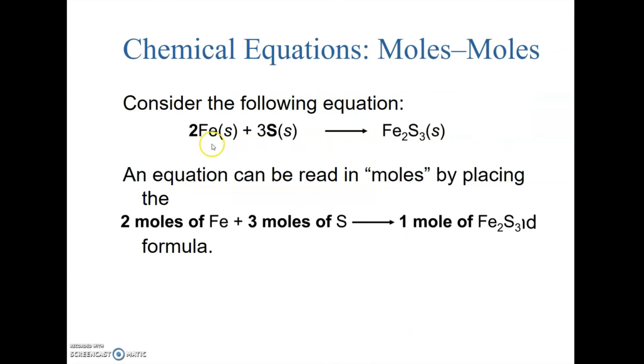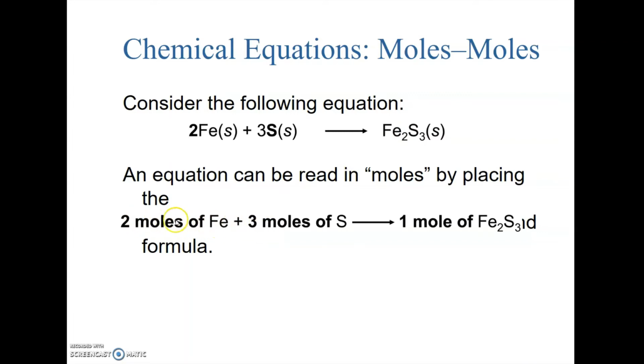It is important that we understand how to use the information that is given in a balanced chemical equation to do calculations for different types of problems. In this equation, we are saying that for every 2 moles of iron, you need 3 moles of sulfur to produce 1 mole of iron(III) sulfide. And that information is shown in here.